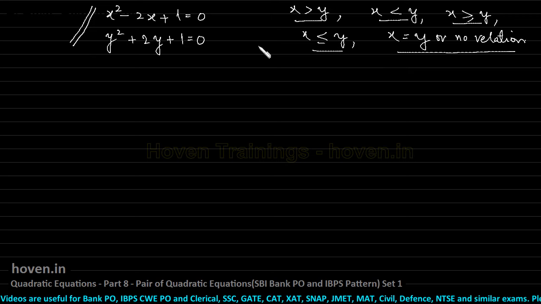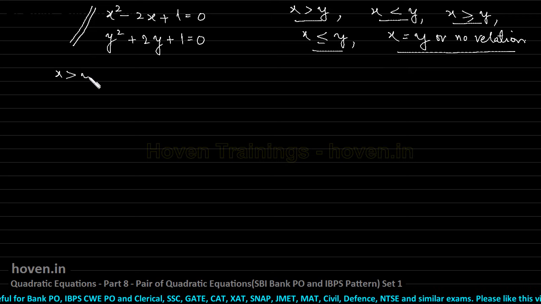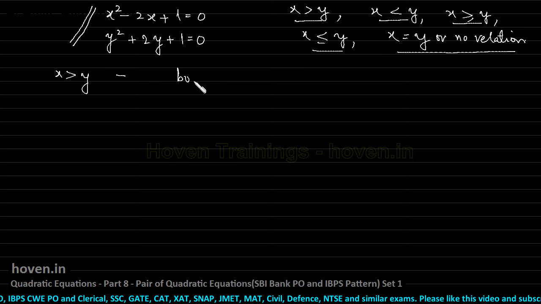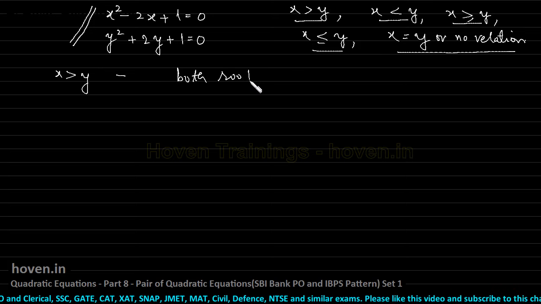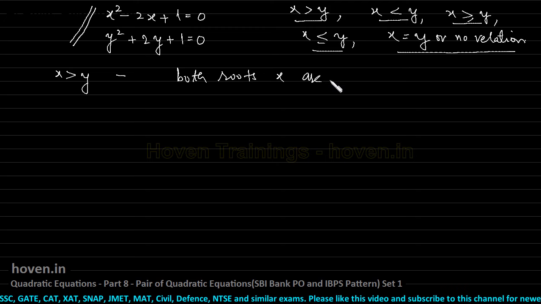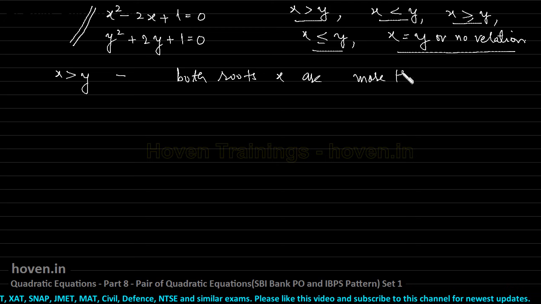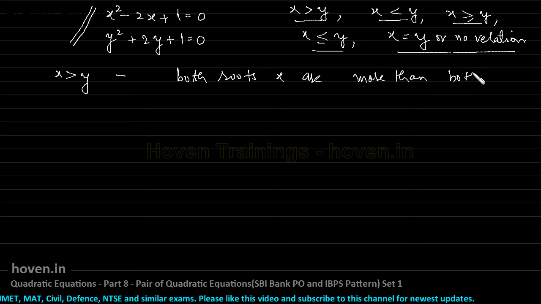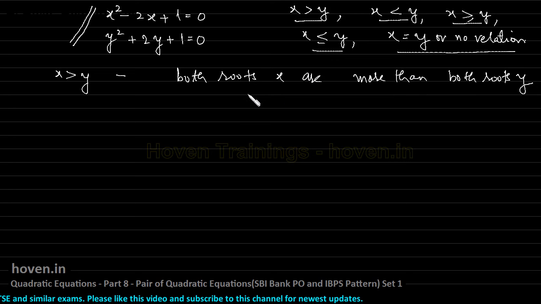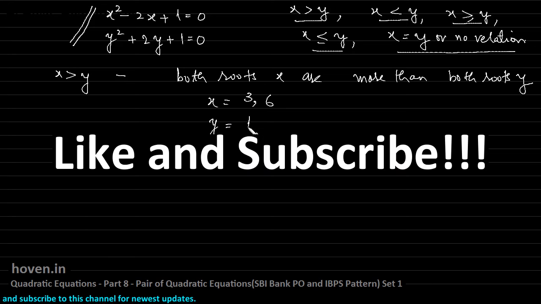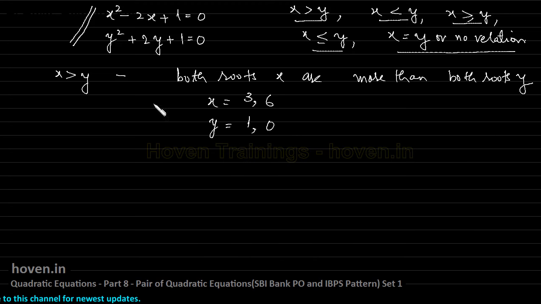Let me explain the options one by one. X more than y means both roots of x are more than both roots of y. This means if the roots for x are 3 and 6, then the roots for y will be 1 and 0 for example, then this option will be marked correct. How do you arrive at this?